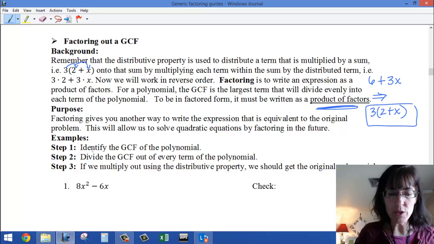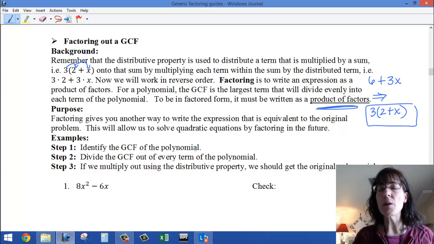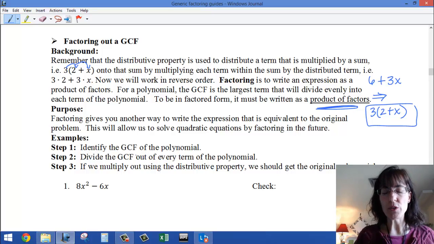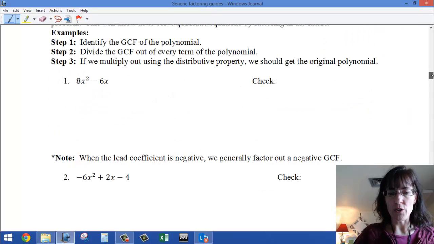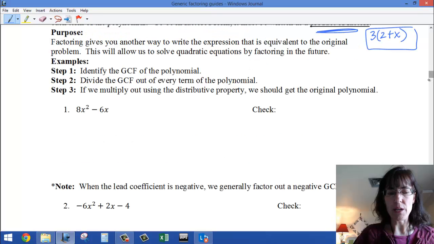So the first thing you want to do is figure out what is the greatest common factor, if there is one. Sometimes there's not. On this lesson, of course, there will be. Divide the greatest common factor out of every term in your polynomial, and then use the distributive property to check yourself. And there's the list of steps right there.